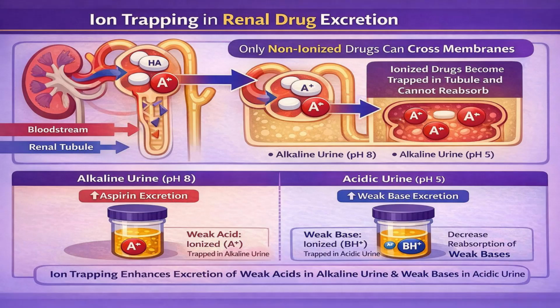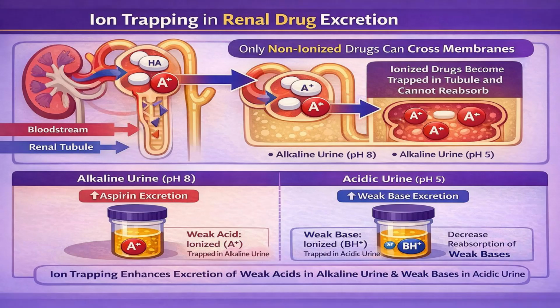Ion trapping is an important concept in renal drug excretion. Only the non-ionized form of a drug can cross biological membranes. When a drug becomes ionized, it is unable to diffuse back into the bloodstream and becomes trapped, leading to increased excretion. Weak acids are more ionized in alkaline urine, which enhances their elimination. Weak bases are more ionized in acidic urine, also increasing their excretion.